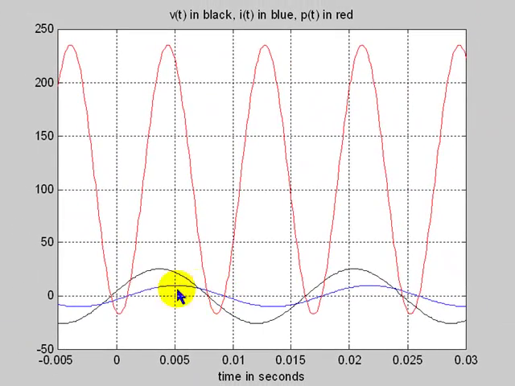Let's recap. Between this point and that point, the element is absorbing positive power. And between this point and this point, the element is absorbing negative power. So it is absorbing power and then it's delivering power back. It takes power from the source and then it returns power to the source.